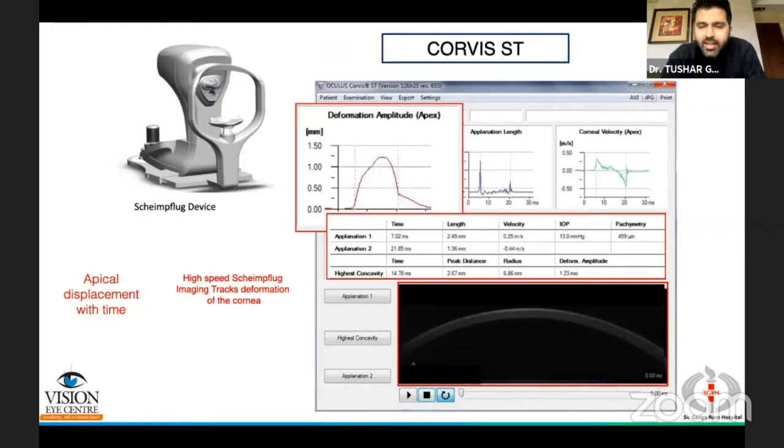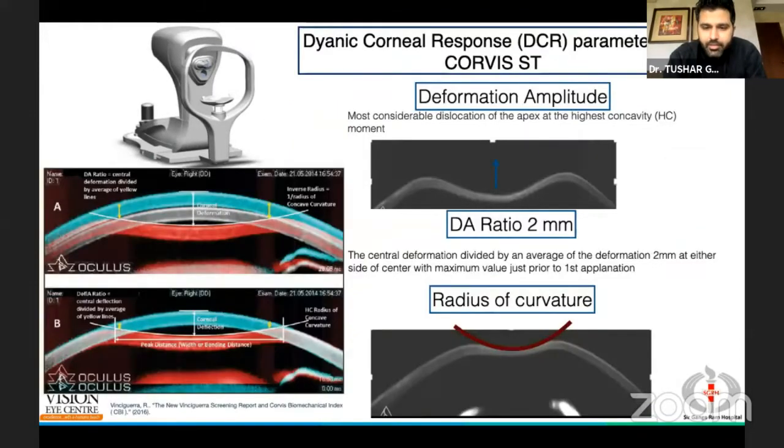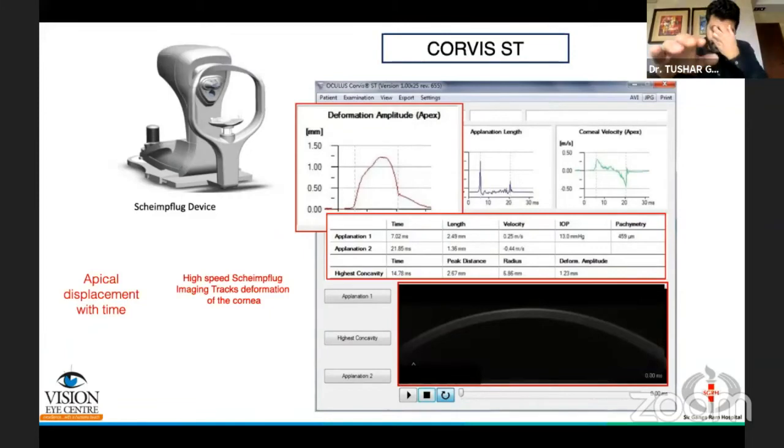The newer device which we now have, which is more commonly used and is gaining a lot of functionality with time, is the Corvis ST, which does air puff induced applanation and uses a Scheimpflug camera to take multiple images to look at the corneal deformation that happens. Unfortunately, that video is not working, but if you have the air puff applanation happening, you would see the deformation of the cornea.